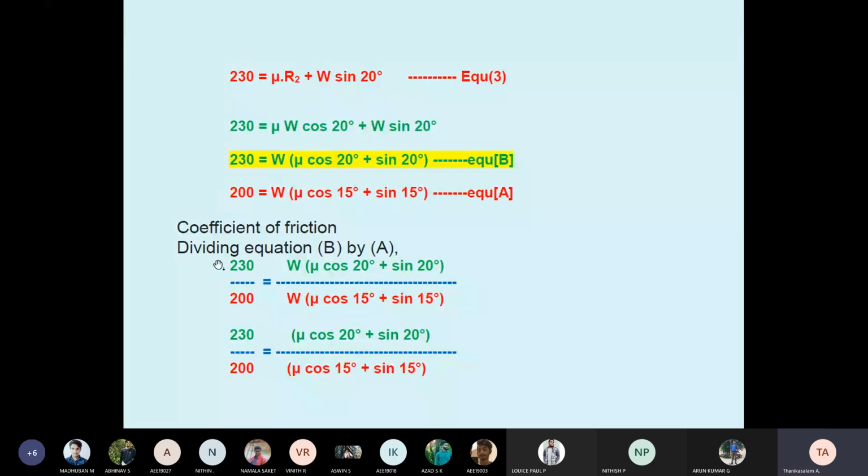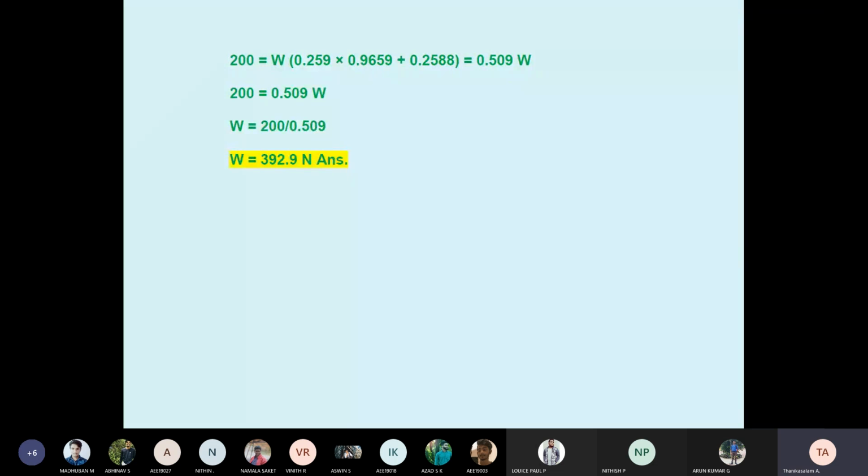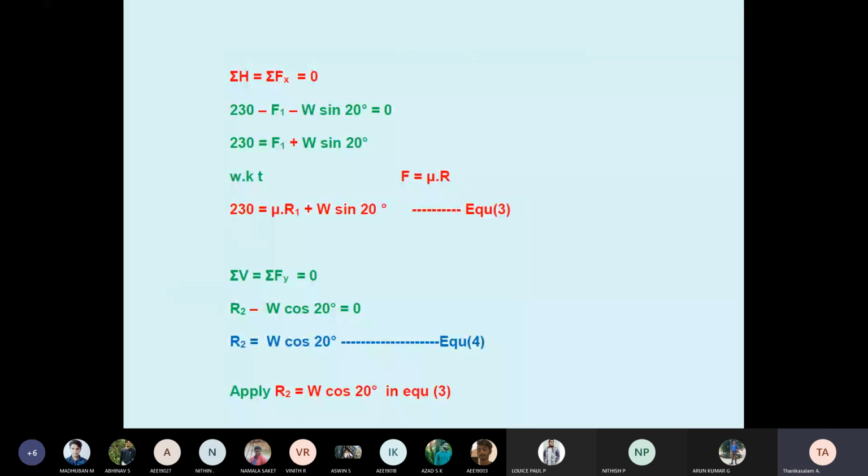So, equation B divided by A. Why B divided by A? Because 230 is the highest, that's why B divided by A. So W cancels, and after cross multiplication you get mu equal to 0.259. Apply mu in any one equation. Apply mu in the equation for N1 and you will get W equal to 392.98. These solving steps are very simple, but first understand the problem.